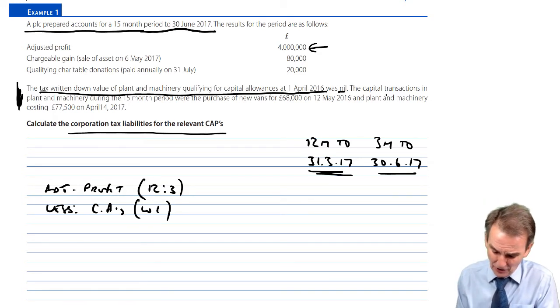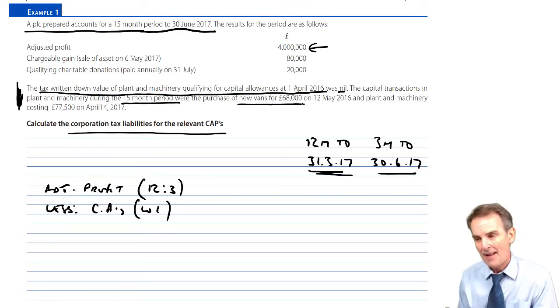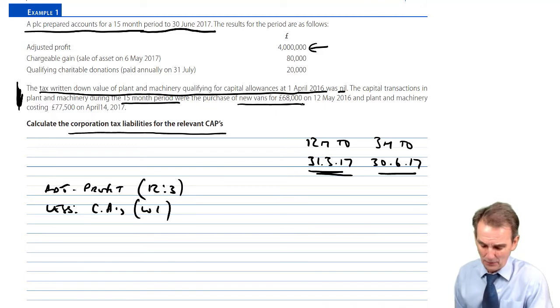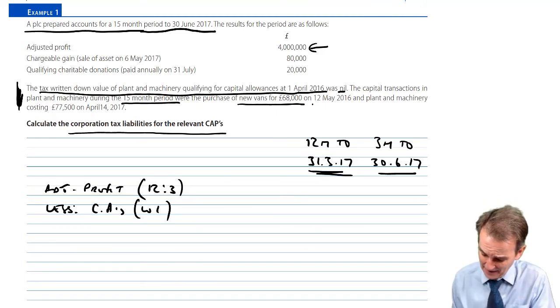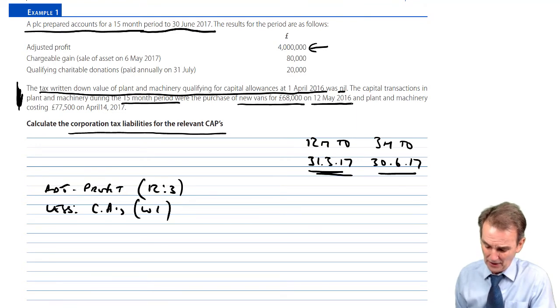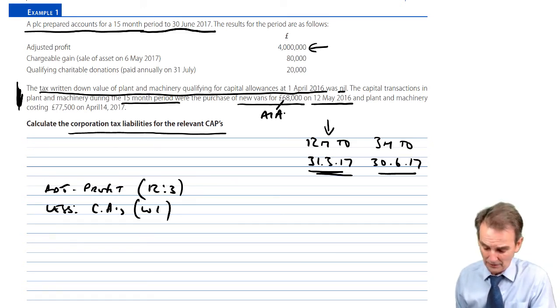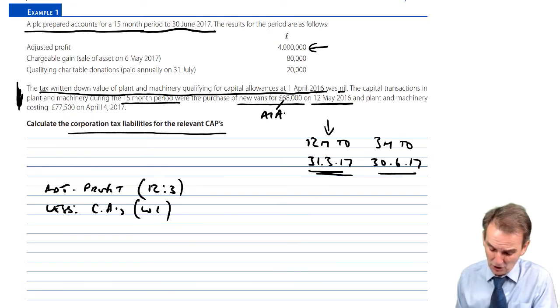What's then happened? Capital transactions in plant and machinery during the 15-month period with the purchase of new vans. Now, vans, not cars, vans, lorries, they're trucks. These are not cars and therefore are normal plant and machinery, and therefore you'll get your normal AIA. That was purchased on the 12th of May 16, and therefore it's within that first 12-month period. 68,000, that will be eligible for AIA. And plant and machinery costing 77,500 on April the 14th of 2017.